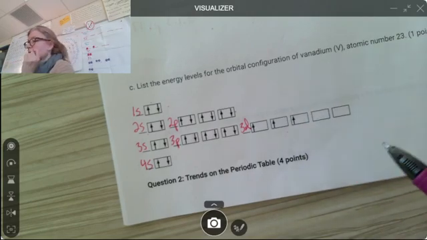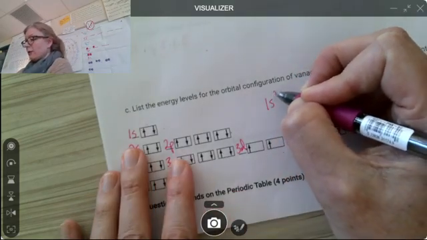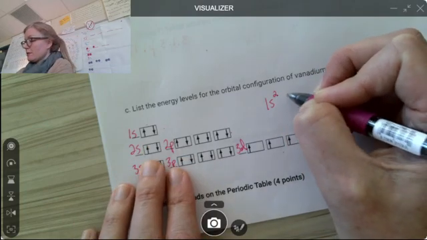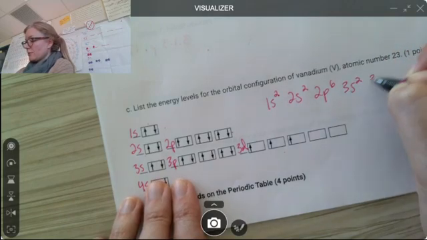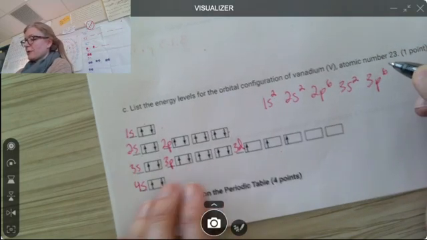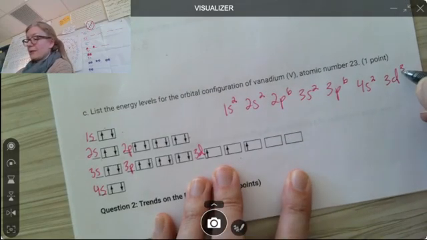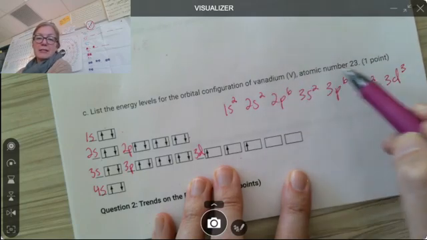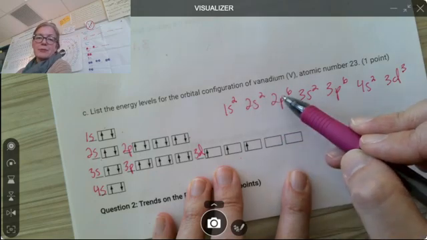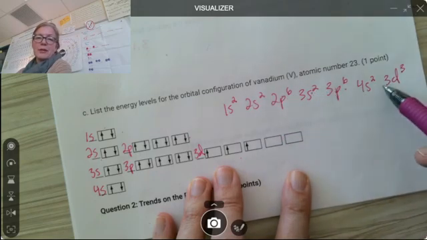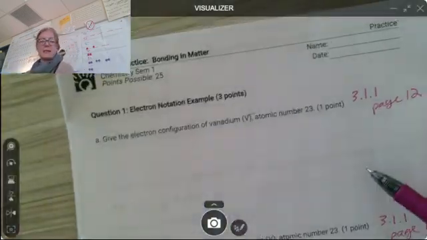The way we would write this electron configuration is 1s2, where the 2 is written up high, indicating it has 2 electrons, 2s2, 2p6, 3s2, 3p6, and then after 3p, we filled 4s2, and then we went back and filled 3d with only 3. Vanadium has an atomic number of 23, which means it has 23 electrons. The little numbers tell you the number of electrons in each sublevel. They all add up to 23. So this is the answer to A.